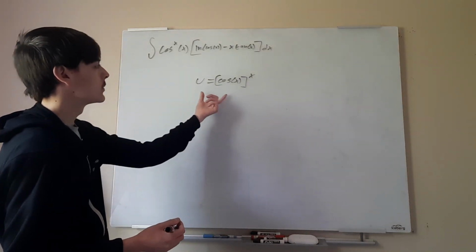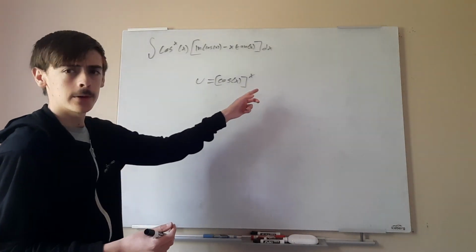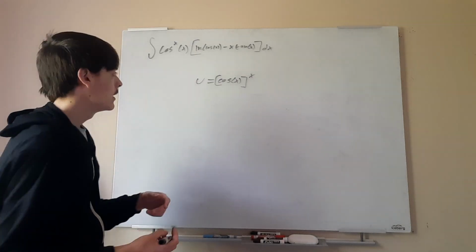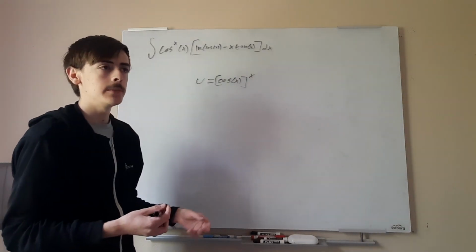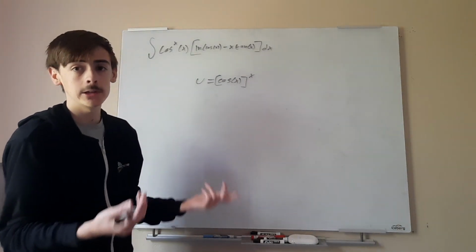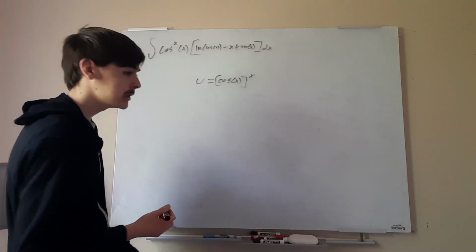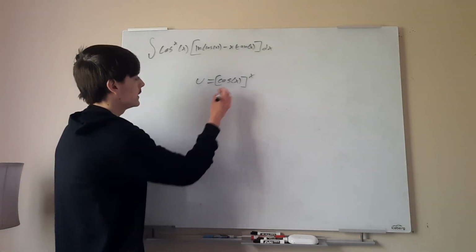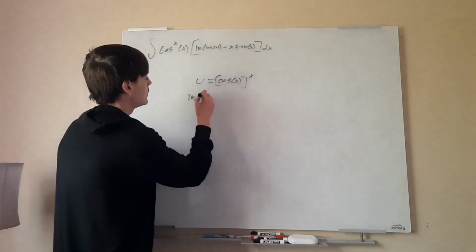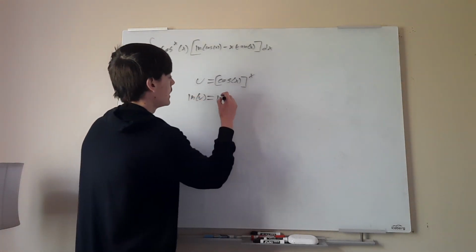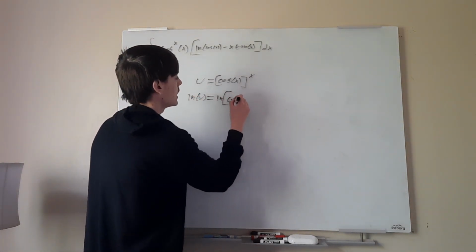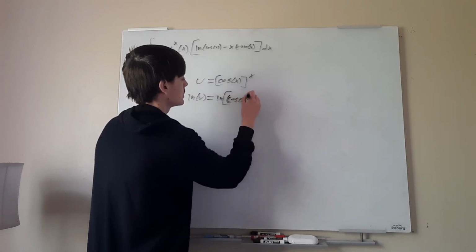Now, how would you take the derivative of a term where the variable x is in the power? There's a few ways. Some people use e and ln. The way I do it, I use logarithmic differentiation. So the way that works, we're going to take natural log of both sides. So ln of u equals ln of this whole mess, so cosine of x to the power of x.